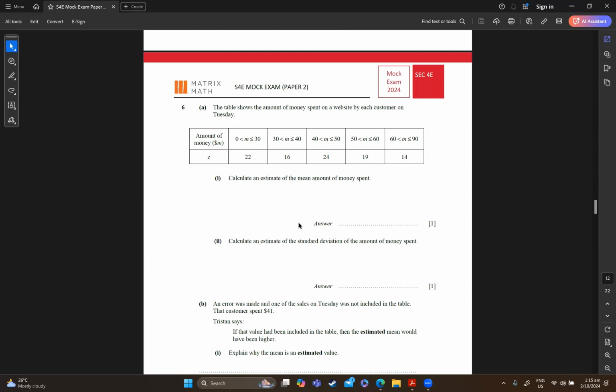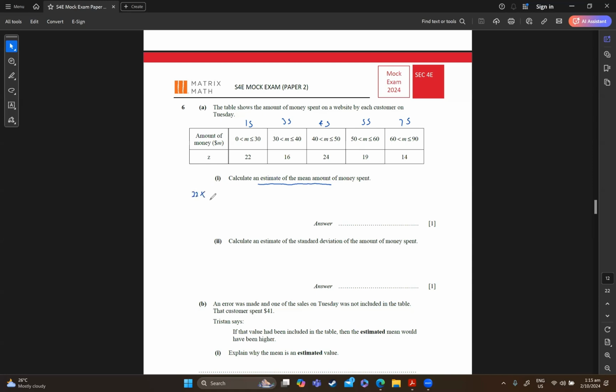Okay, question 6. Calculate an estimate of the mean amount of money spent. Okay, so if you look at this, right, this is the frequency. The amount of money spent is not fixed. It's actually a range. So given there's a range, you can only calculate the estimate of the mean amount. Okay, so which means we're going to select all the mid values of the range here. So this is 15, this is 35, this is 45, 55, and this is 75.